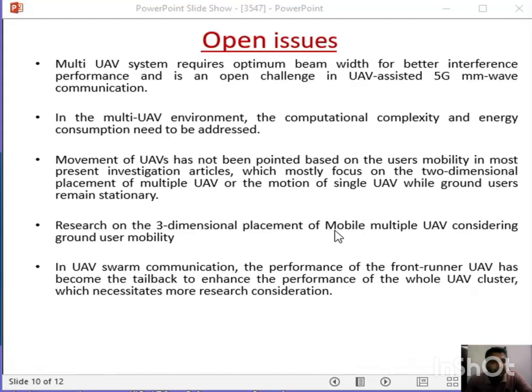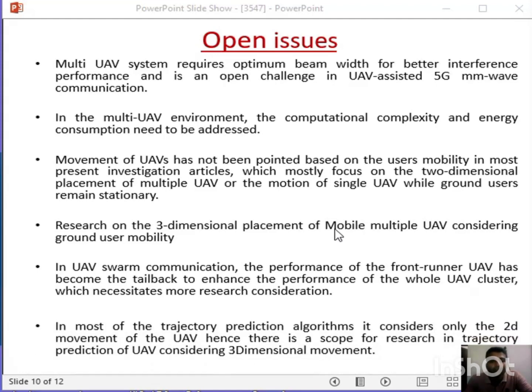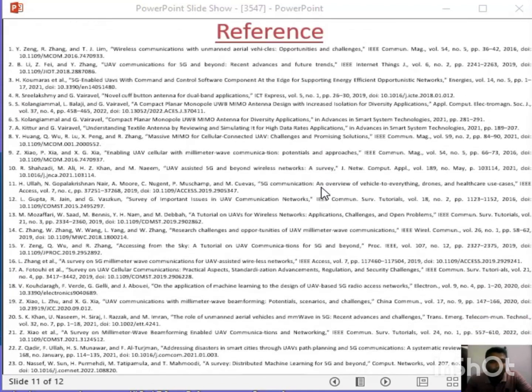In UAV swarm communication, the performance of the front-runner UAV has become the bottleneck to enhance the performance of the whole UAV cluster, which necessitates more research considerations. In most of the trajectory prediction algorithms, it considers only two-dimensional movement of UAV. Hence, there is a scope for research in trajectory prediction of UAV considering three-dimensional movement. So these are the open issues that we have identified, and the listed are the references which we have referred and scrutinized after doing the systematic literature survey.